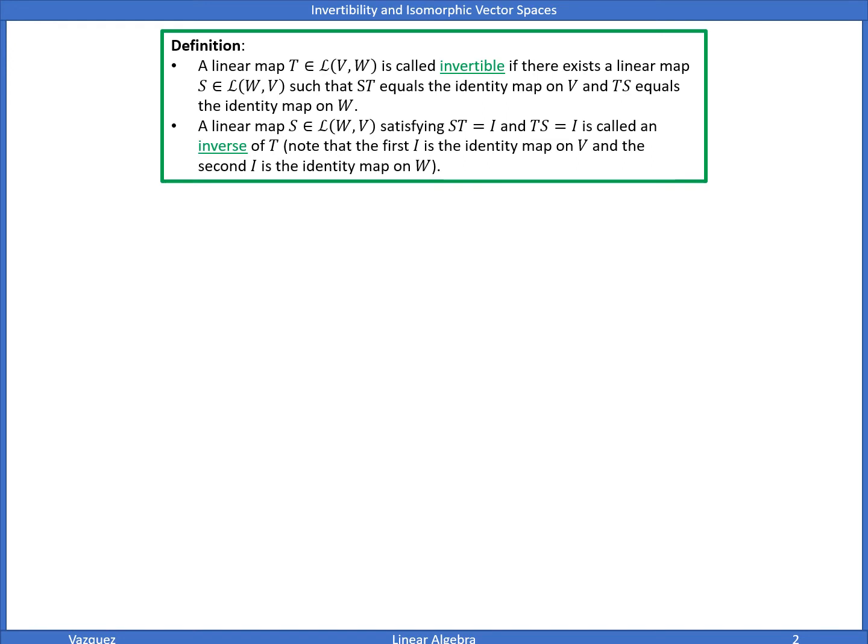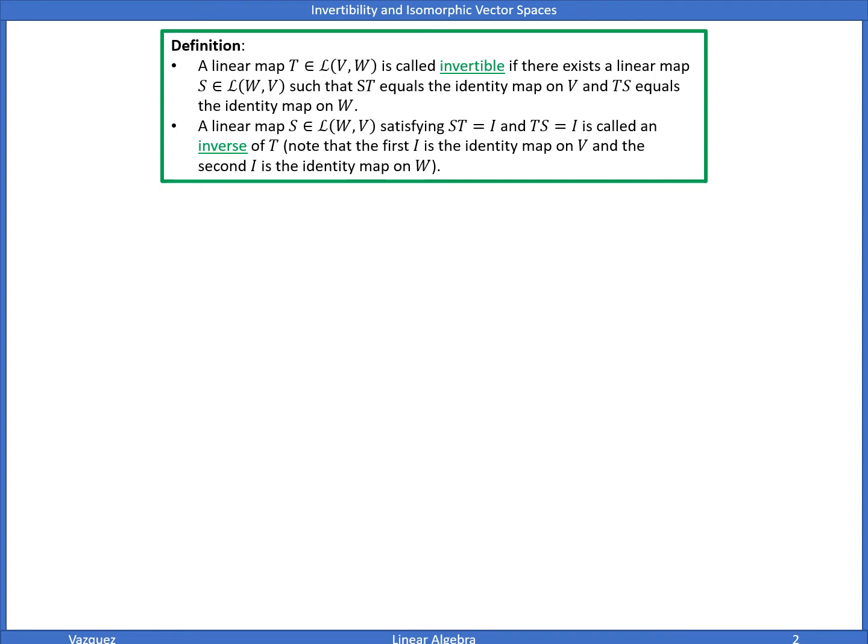So first off, we'll introduce a definition of invertible. A linear map T is called invertible if there's another linear map S such that S composed with T, or ST, equals the identity map on V, and TS equals the identity map on W. So a linear map S satisfying ST equals the identity map and TS equaling the identity map is called an inverse of T.